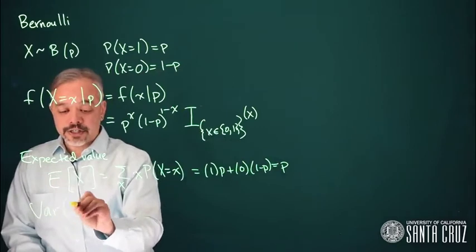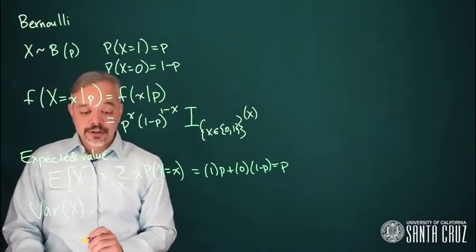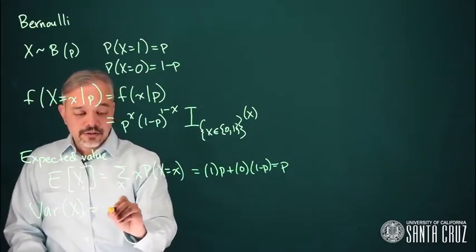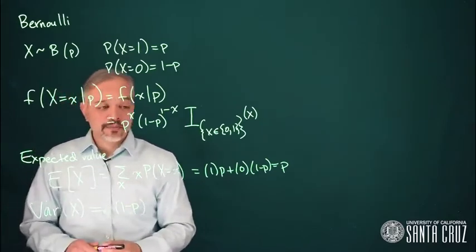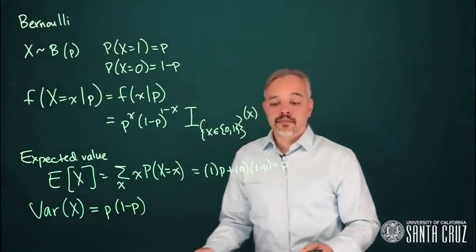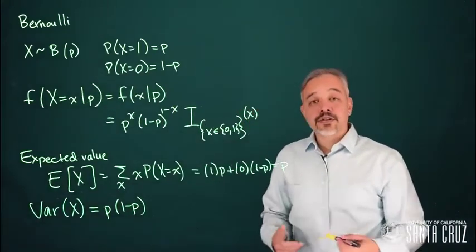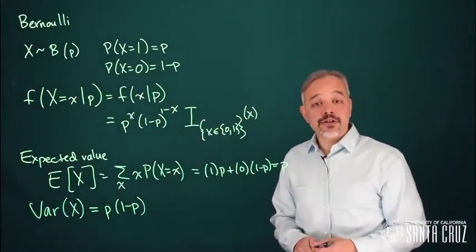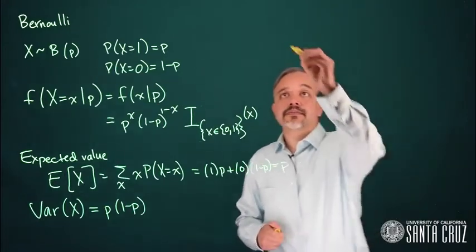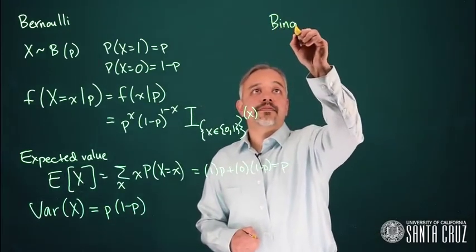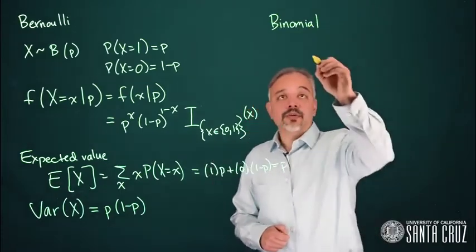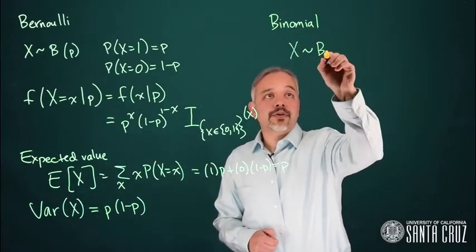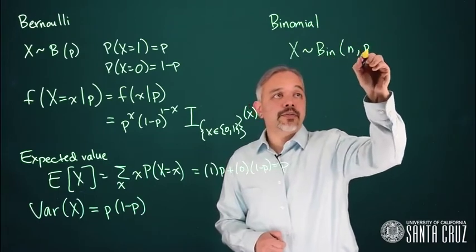Similarly, we can talk about the variance, which is the square of the standard deviation. For Bernoulli, the variance works out to be p times 1 minus p. The generalization of the Bernoulli, when we have n repeated trials, is a binomial. Binomial is just the sum of n independent Bernoullis. We can say x follows a binomial distribution with parameters n and p.